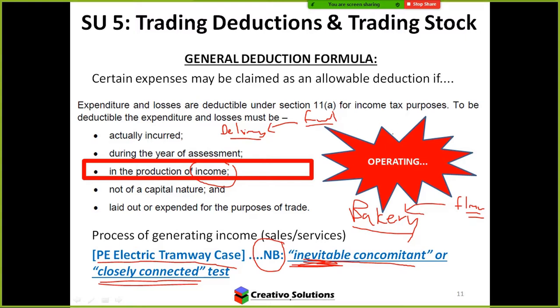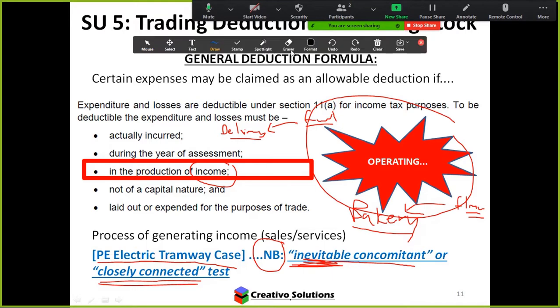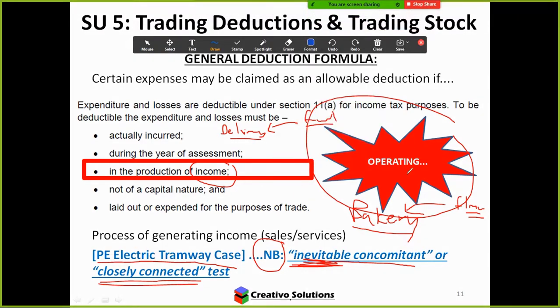Okay, let me change the color so I can actually write on here. The word here is important. It must be operating. It must be related to operations. If it's not related to operations, it's going to be very, very difficult to get to the conclusion that it should be deducted. You can't deduct everything. You can only deduct things that meet the general deduction formula. So far, so good? Perfect.